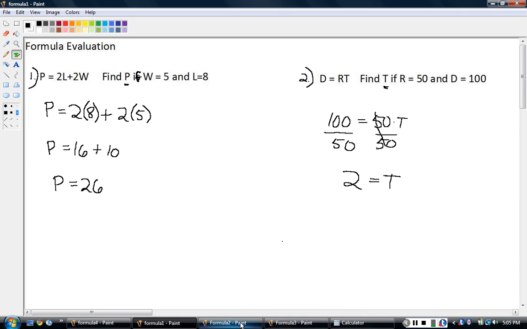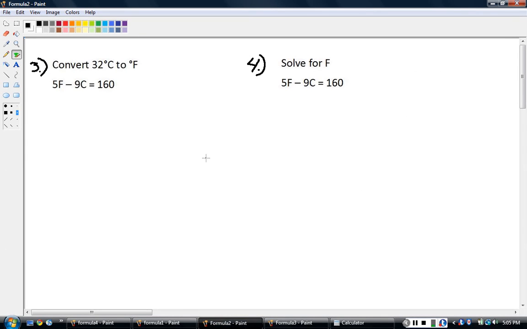Moving on. Example number 3. Okay, convert 32 degrees Celsius to degrees Fahrenheit. So we're given the formula of conversions, approximate formula, 5F minus 9C equals 160. This is the relationship between degrees Fahrenheit and degrees Celsius. Okay, so they're telling me I have 32 degrees Celsius. You might have some idea of how hot that is. This should be pretty hot, I think. Okay, but of course we're more familiar with degrees Fahrenheit, because that's what we use here in the United States. So we want to know how much is 32 degrees Celsius given this formula, right?